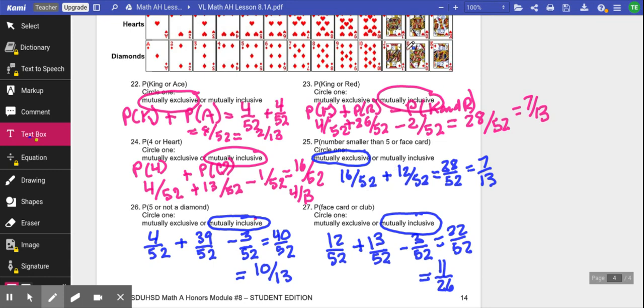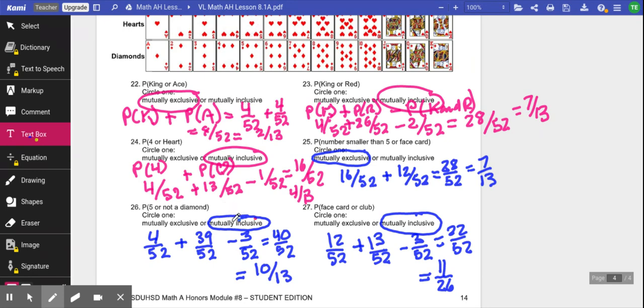Face cards, that's the Jacks, Kings, and Queens. There's 12 out of 52. So I add them up. 28 out of 52 reduces to 7 out of 13. A 5 and not a diamond. So can that happen at the same time? I'd say, yeah, it could be like a 5 of spades, okay? Or a 5 of hearts would work.